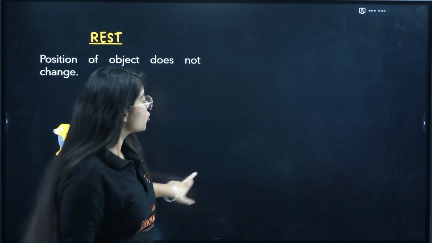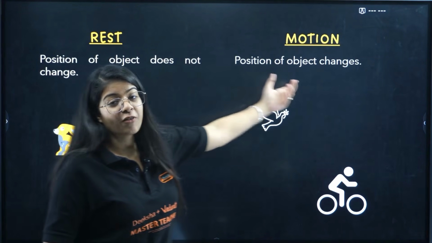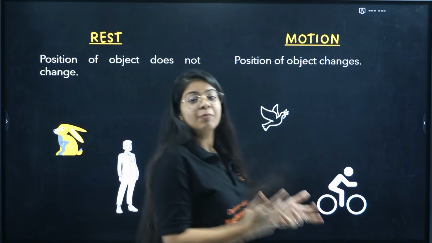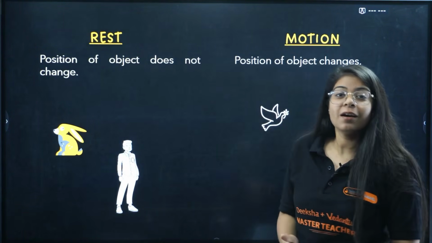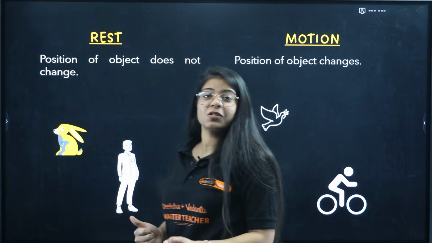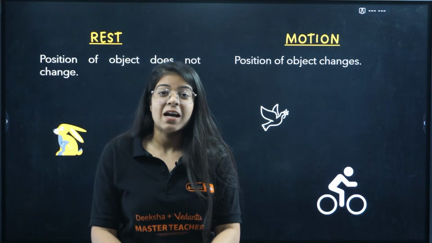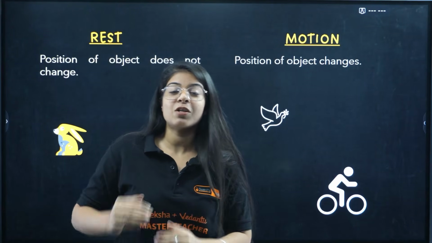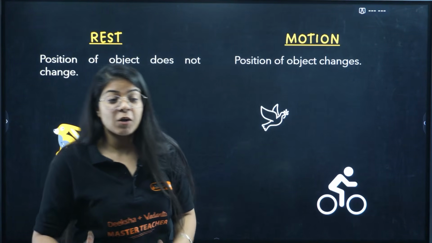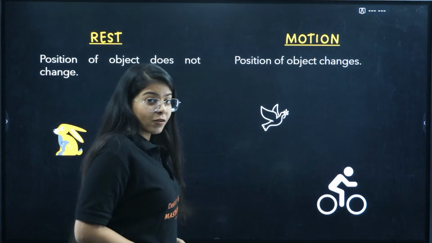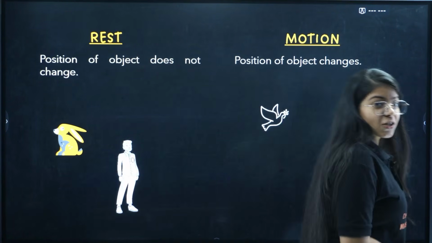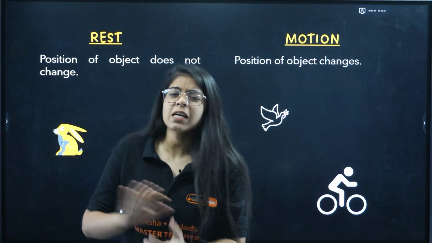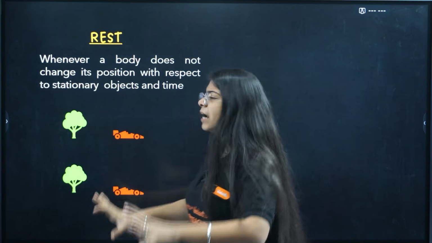Now, for motion, the position of the object changes. Birds flying or someone who is cycling, they can't be at rest for long, right? You might have had championships among each other about who can stay on a bike at rest without paddling. When you're paddling, then you are in motion because your position is changing. First you're here, you pedaled and you reached here. So your position changed. Correct? So these are some of the basic definitions of rest and motion.